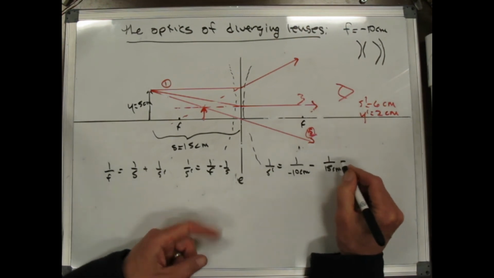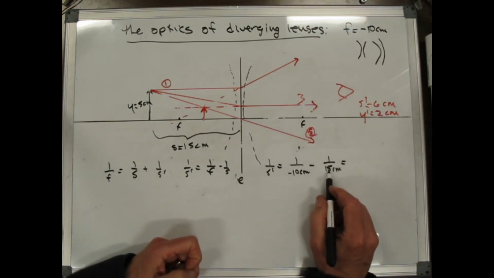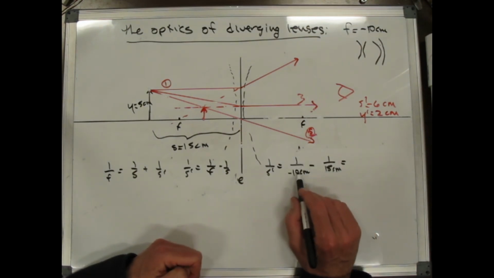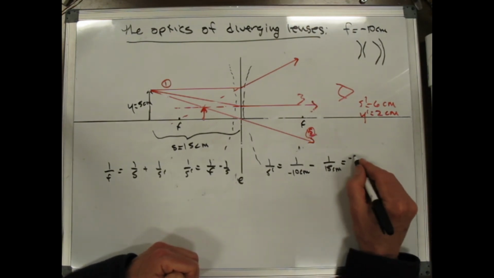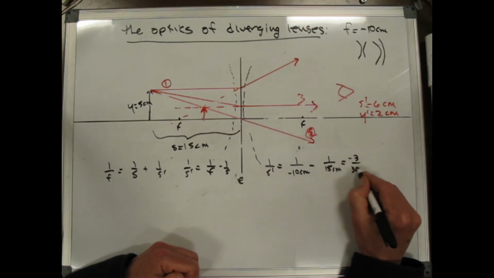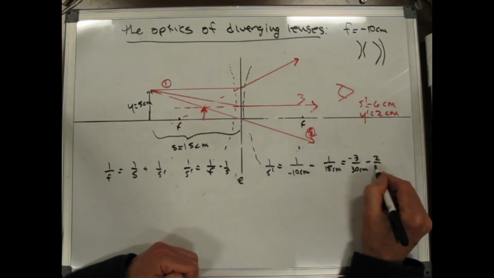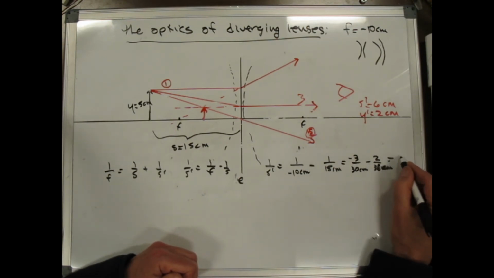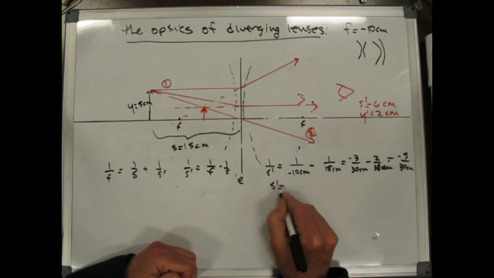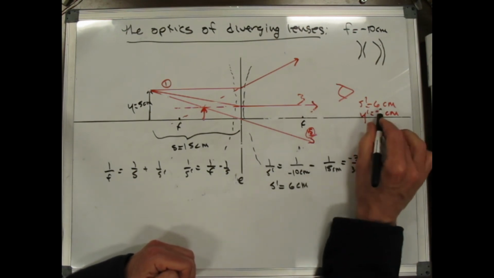I don't know what that is. Common denominator for those guys is 30. This is negative 3 over 30, so it's minus 3 over 30 centimeters, minus 2 over 30 centimeters, which is minus 5 over 30 centimeters. And so S prime is 6 centimeters. That's what we got here, right?